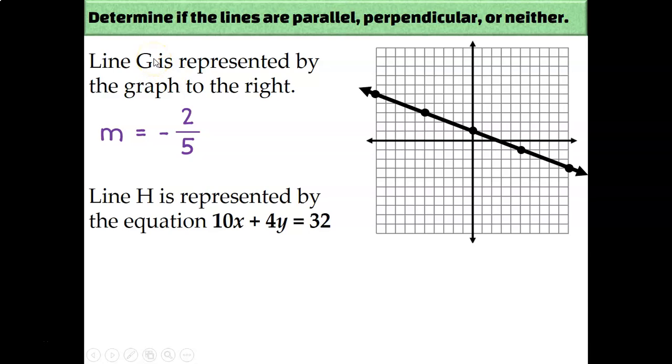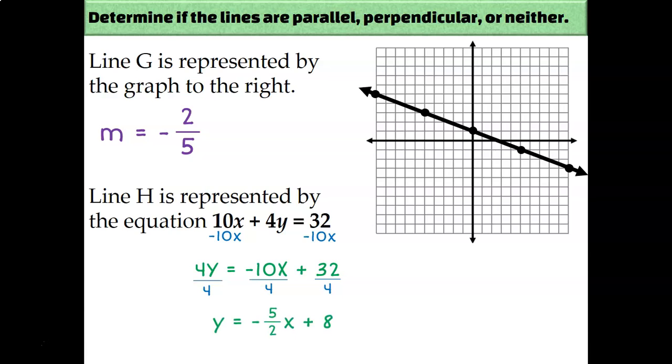for line G. Line H is written in standard form, so in order to calculate the slope, I need to convert it to slope-intercept form. So I'll start out by subtracting 10x from both sides, because my goal is to get y alone. Remember that these two are not like terms, because one has an x, the other one doesn't, so you just have to leave it separate. So I have 4y equals negative 10x plus 32. Then I have to divide everything by 4, and when I reduce that fraction, I get negative 5 halves.